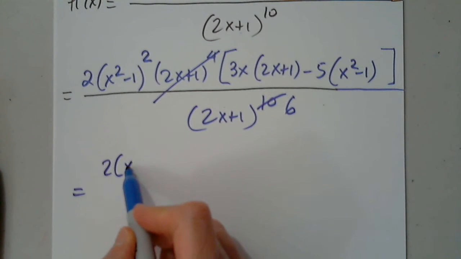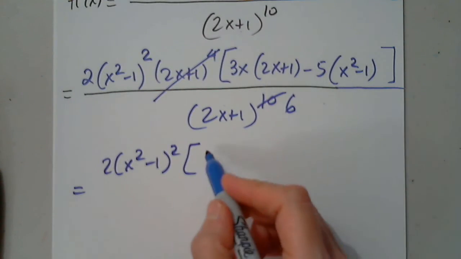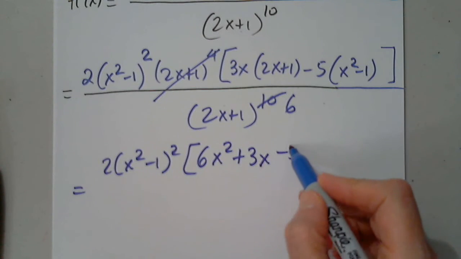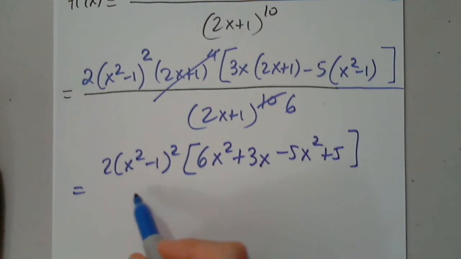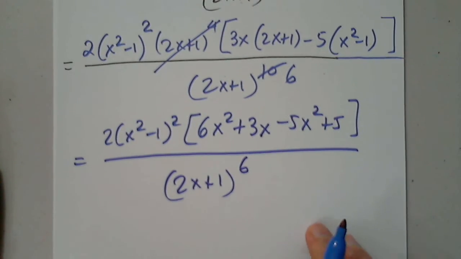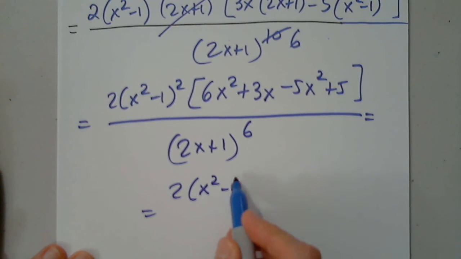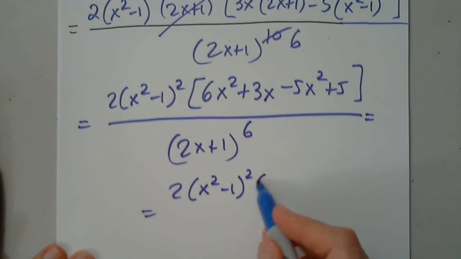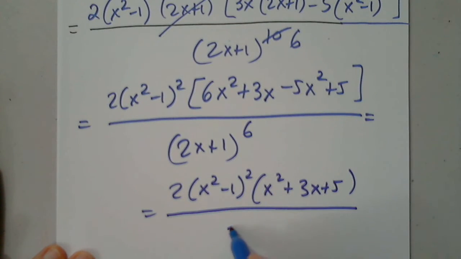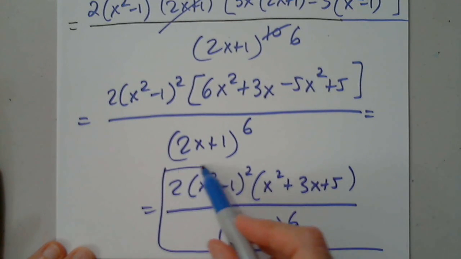So I have 2(x squared minus 1) squared. So this is 6x squared, and this is plus 3x, and minus 5x squared and plus 5, and (2x plus 1) to the 6th. Please practice. This is extremely important. So 2(x squared minus 1) squared times (x squared plus 3x plus 5) over (2x plus 1) to the 6th. Do not try anything. This is it.